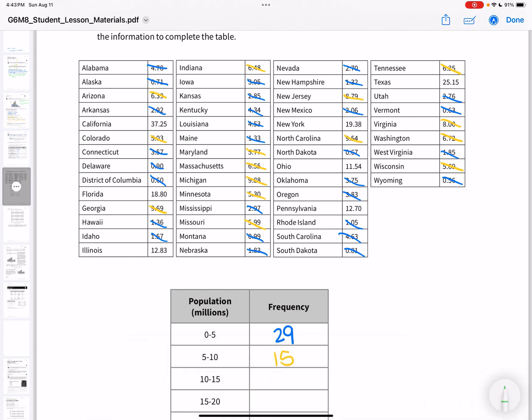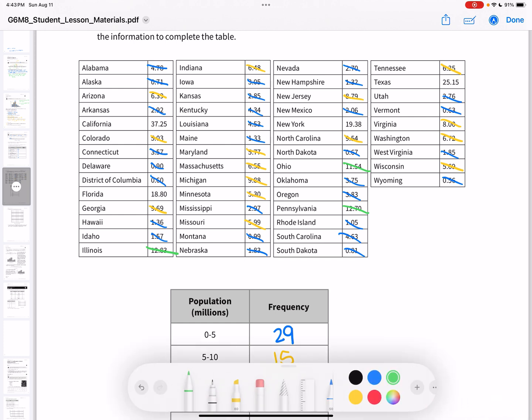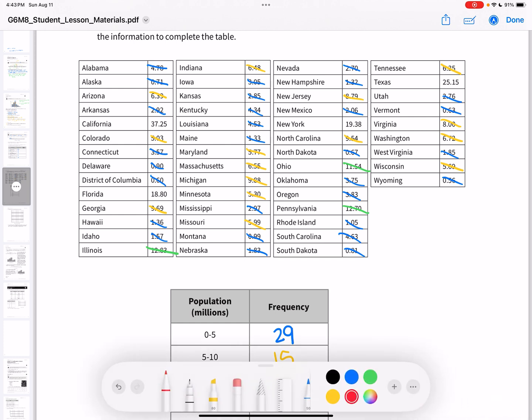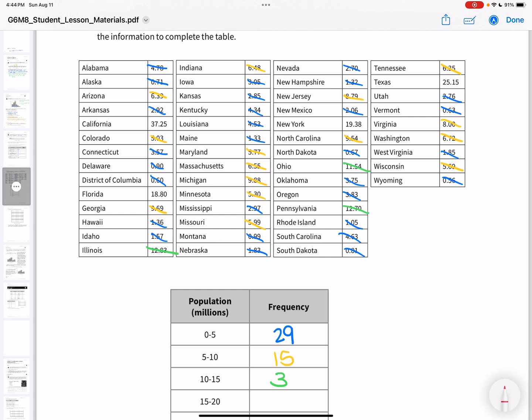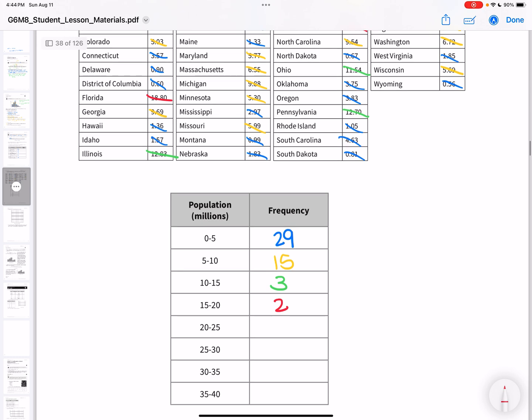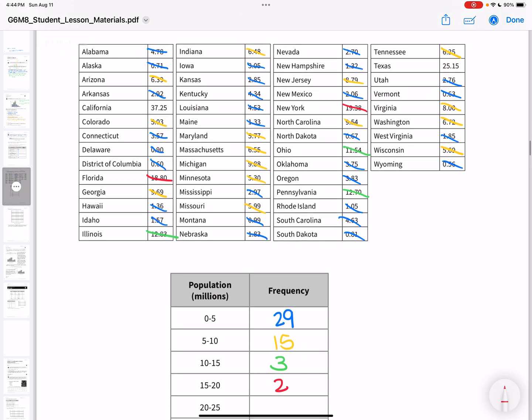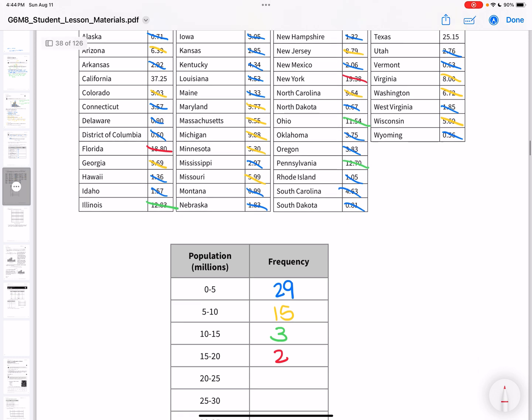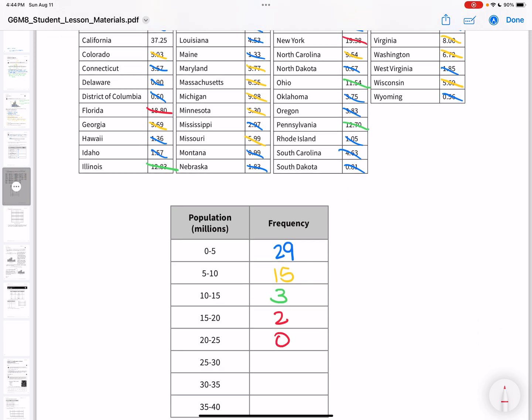10 to 15. So that includes 10. So here we go. Nope, too high. There's 1, 2, 3. Looks like just 3. 15 to 20. There's 1, 2. 20 to 25. I don't see any. 25 to 30.